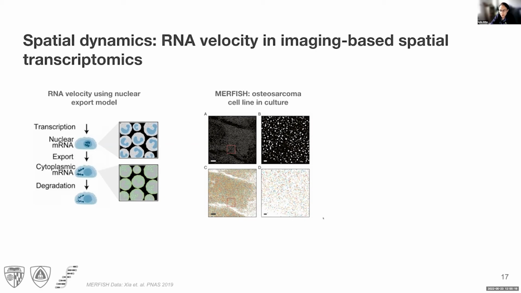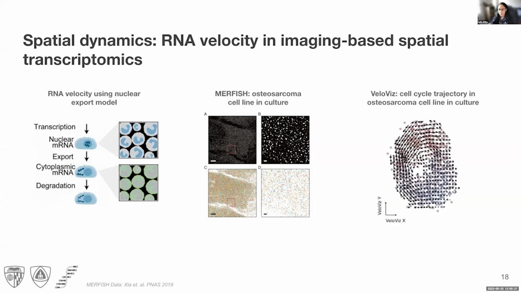Because this data was collected from cells in culture, we expect the dominant cell trajectory in this data to be progression through the cell cycle. And indeed, when we visualize the transcriptional states and RNA velocity in an RNA velocity-informed embedding using VeloViz, we see a very clear cyclic trajectory.